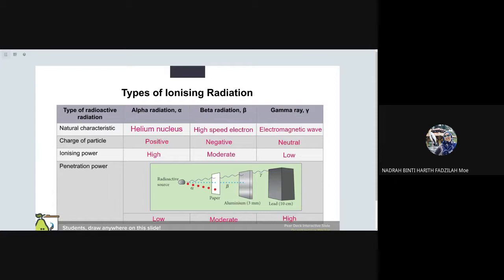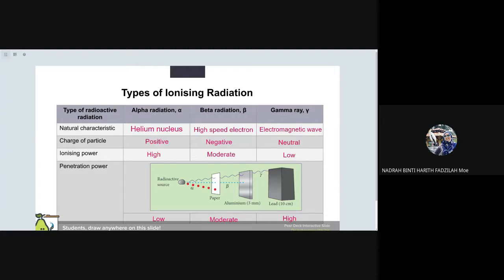For beta radiation, it consists of high speed electrons. Electrons come from the decaying process of a neutron. So since it consists of electrons, the charge of the particle is negative, and the ionizing power is moderate, and the penetration power is also moderate since it is slightly, quote unquote, lighter compared to alpha radiation. And then finally, let's take a look at gamma ray.